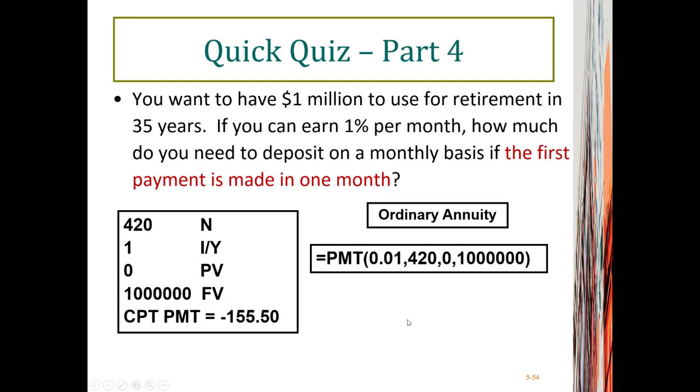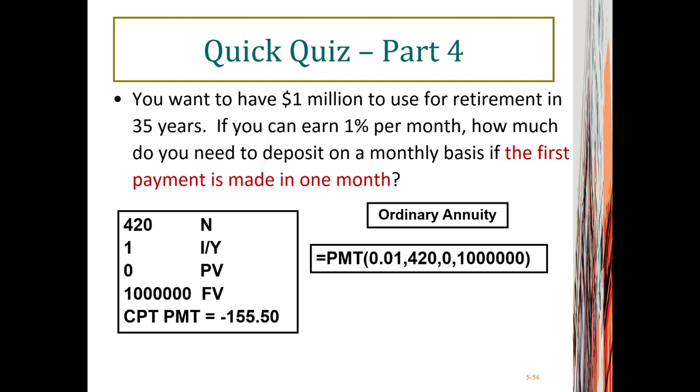And here's another quiz question. You want to have $1 million to use for retirement in 35 years, and if you can earn 1% per month, how much do you need to deposit on a monthly basis if the first payment is made in 1 month? So here you need to calculate the monthly payment, or PMT, on your calculator. And the four other inputs are: first one, N. What is N? 35 years. Is that 35? No. We do the calculation on a monthly basis. It should be 35 times 12, which is 420 months. That is N.